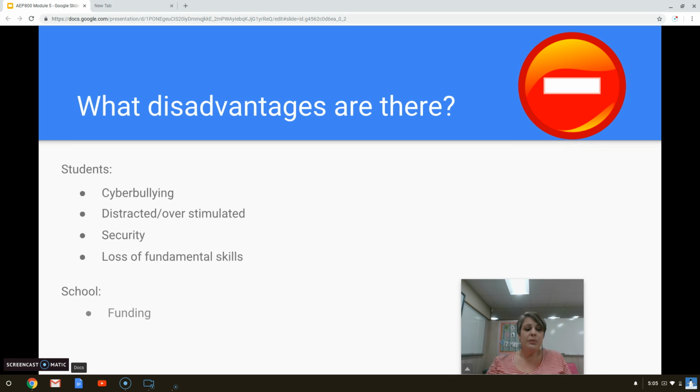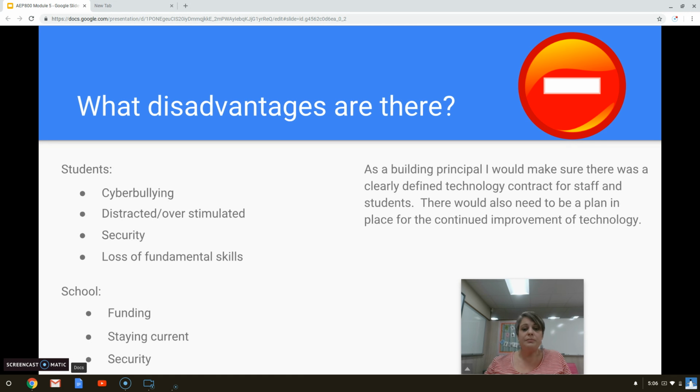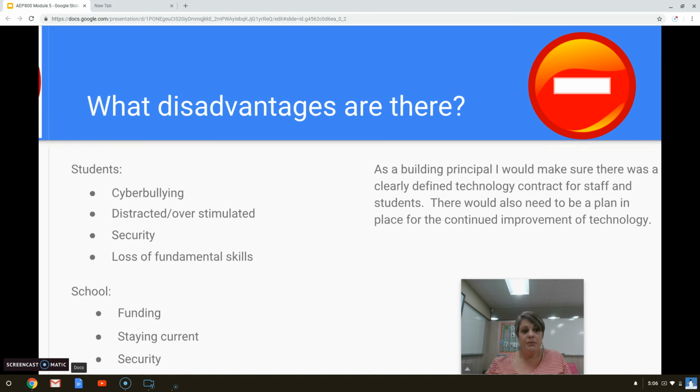Some of the issues with schools, of course, funding is number 1 on the list, making sure that the technology is staying current, and the security, making sure that no information for students is being lost or being misused. So as a building principal, I would need to make sure that there was a clearly defined technology contract for staff and students. This plan needs to be in place for the continued improvement of technology, and this policy must include what's going to happen if the rules are broken.